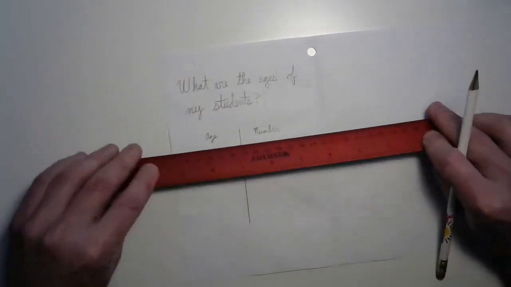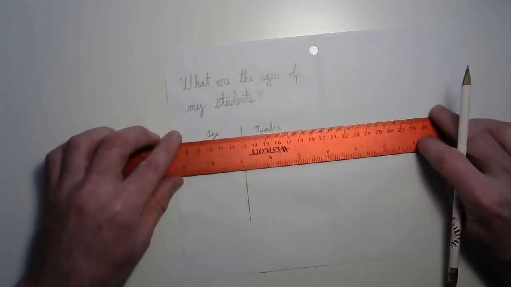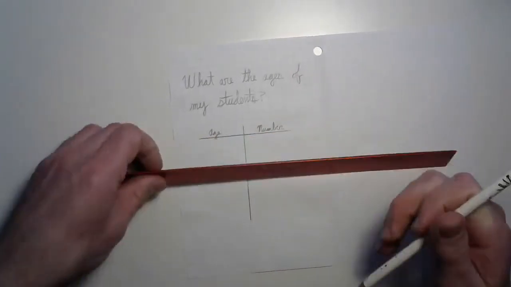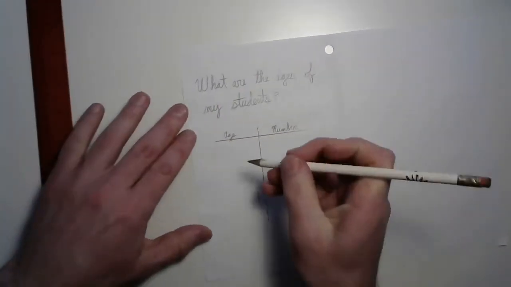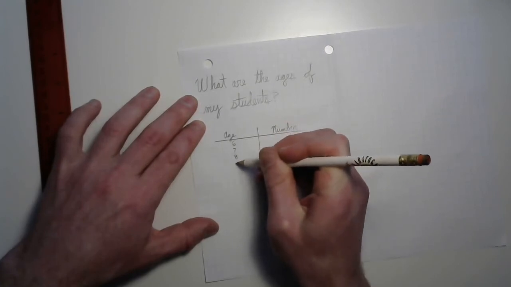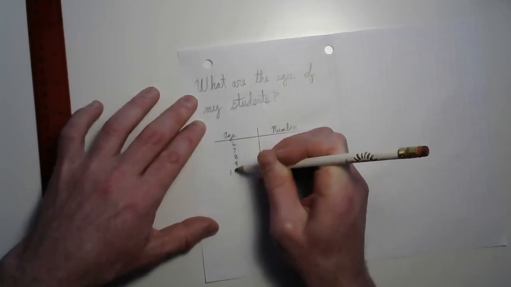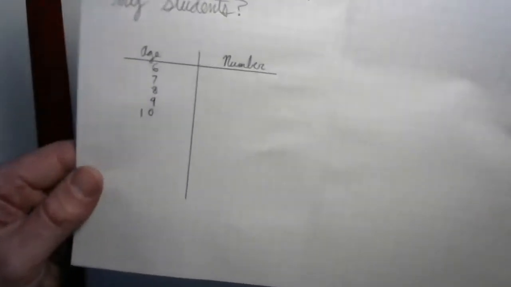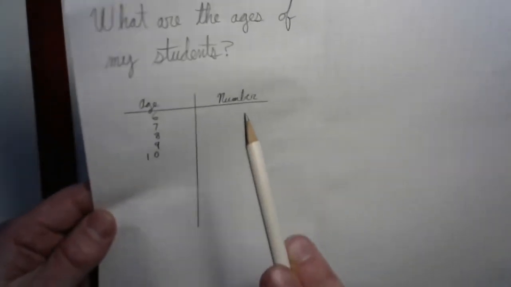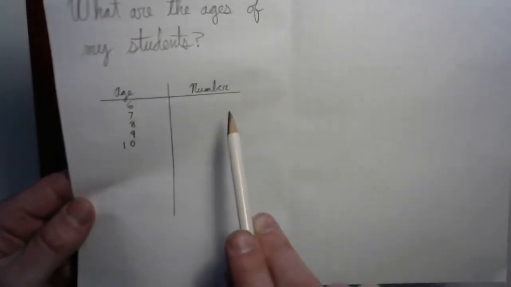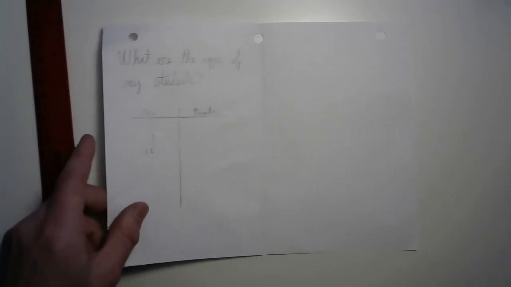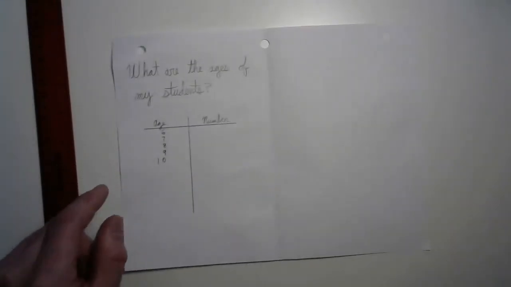Line down between those two variables, and a line underneath them. And now we can put in our ages. Let's say 6, 7, 8, 9, and 10. And now I'm going to come around and ask each of you how old you are and keep track. And I can do that with tallies, and then I can definitely write the final number there. So I'm going to go do that. I'll be back in just a moment, and we'll check in.